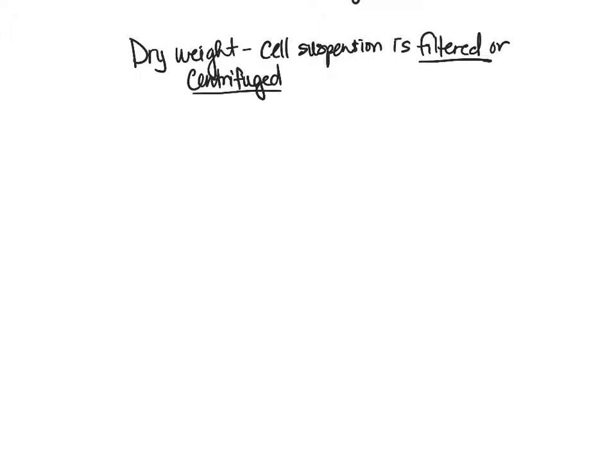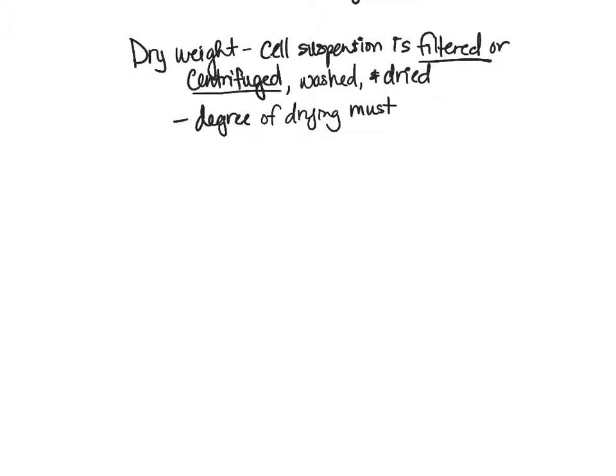So it's filtered or centrifuged, then it's washed to get any debris out, for example, and then dried. So it'll be slowly dried. And then the drying, or the degree of drying, is going to be standardized. So it'll be for a certain amount of time at a certain temperature in order to have this standard drying to account for any residual water that could be in there. So you don't want to dry it out so much that you start to actually burn the organisms, which then, of course, would start to turn them to ash or something, for example. But you would standardize the drying time. So the degree of drying must be standardized to account for the residual water content.